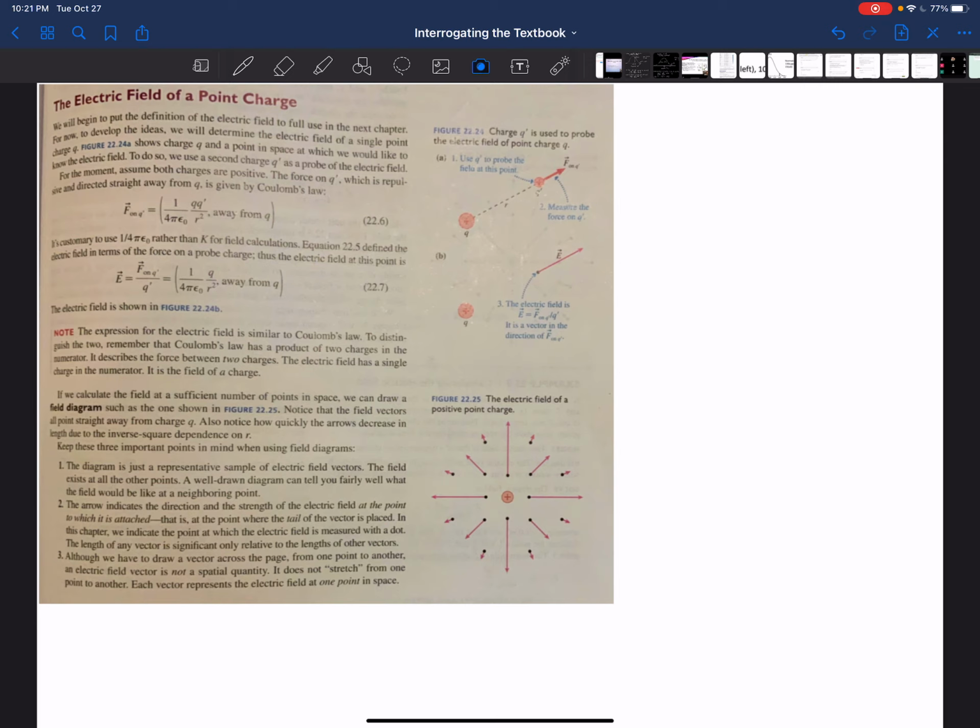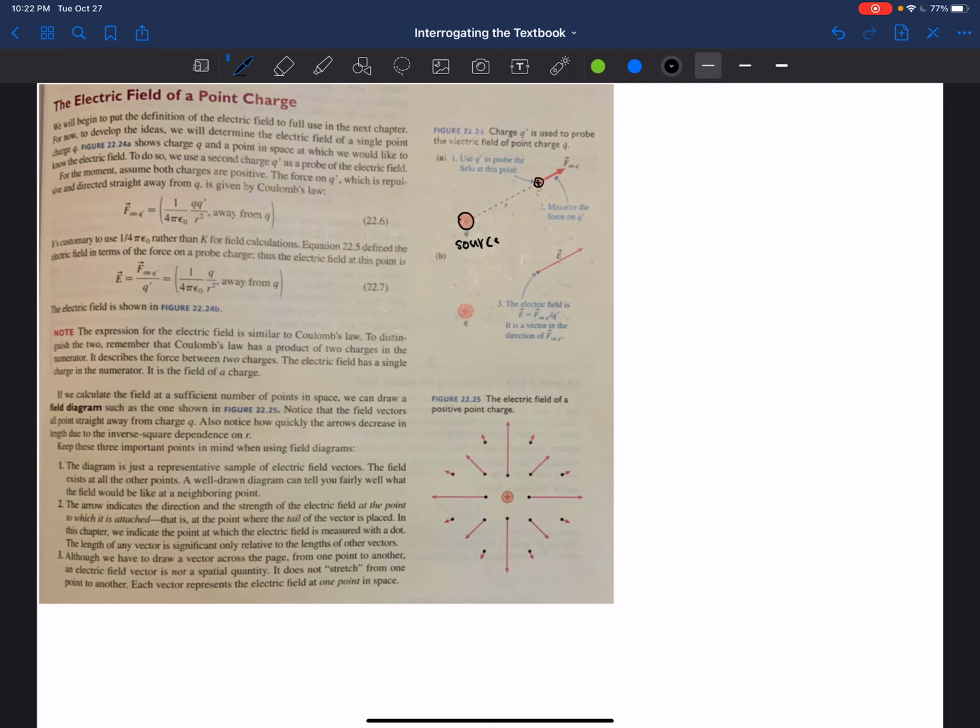Figure 22.24a, so it's this one right here, shows charge Q and a point in space at which we would like to know the electric field. So this is the source charge that creates the electric field, and we're using this point charge right here to test out the electric field strength, or also the direction at this point.